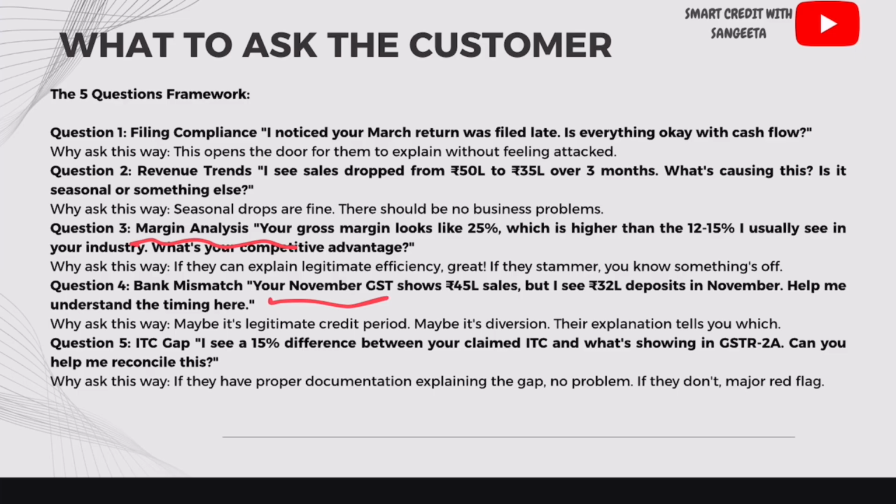Now, question number 5, ITC gap. Sir, I see a 15% difference between your claimed ITC and what's showing in GSTR 2A. Can you help me reconcile this? When you ask this way, if they have proper documentation explaining the gap, then it's no problem, right? The customer will tell you, sir, this is the reason. They must be having documentation, right? Now, if they don't have the documentation, then this is a major red flag, correct?